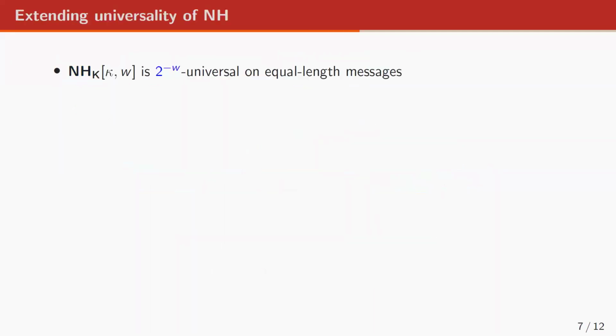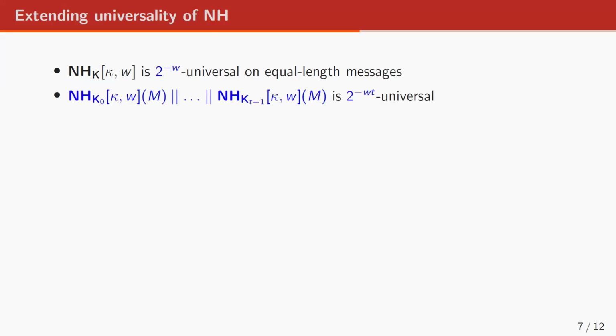The authors of NH studied the universality of this hash function, and they proved that the NH hash function is 2 to the power minus W universal on equal length messages. This universality is not sufficient because for W equal to 32, for instance, this is only a 2 to the power minus 32 universal hash function. To increase the universality to 2 to the power minus WT, the authors suggest that we can apply an NH hash function with independent keys on the same message. If the results are concatenated together, then the resulting hash gives rise to a keyed hash function that is 2 to the power minus WT universal.